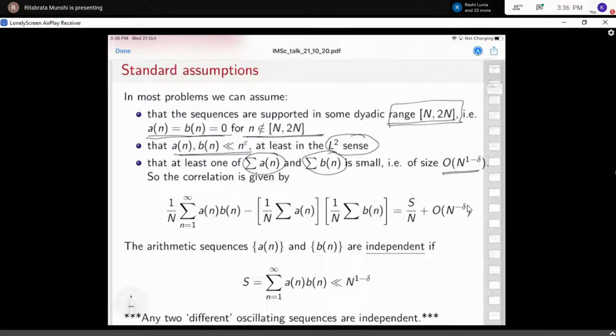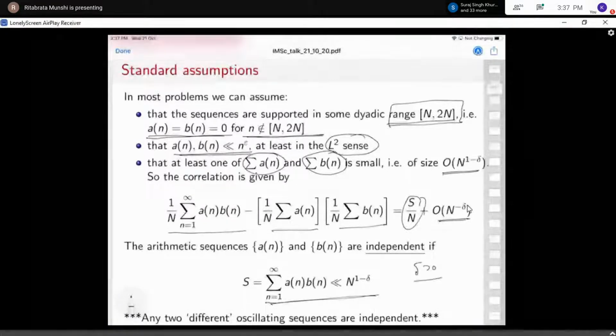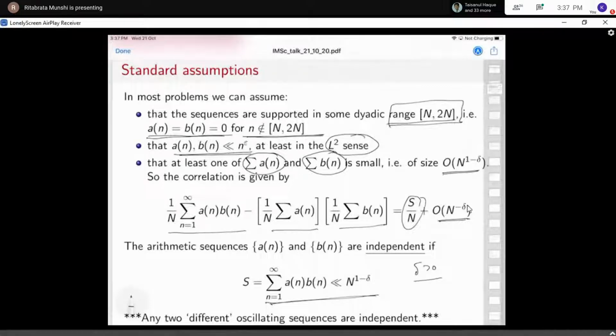And then the standard definition of correlation is the following. It's a formula for correlation. You take the inner product of these two vectors, take the average, and then you subtract the mean. Since one of the means is small, the product of these two means is bounded by N to the power minus delta. So the correlation is basically given by S over N. If you want to show that the two sequences are independent, what you have to show is that this sum S is bounded by N to the power 1 minus delta for some delta positive, however small, it doesn't really matter a priori. Okay, so that's the problem.